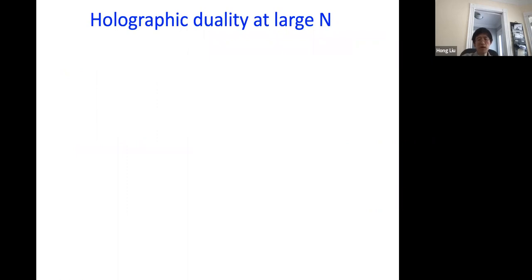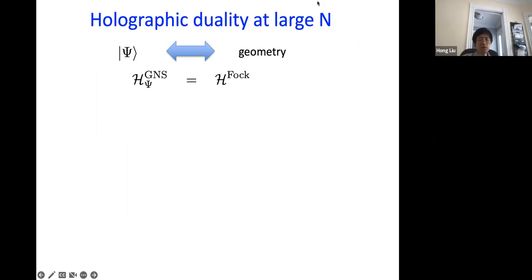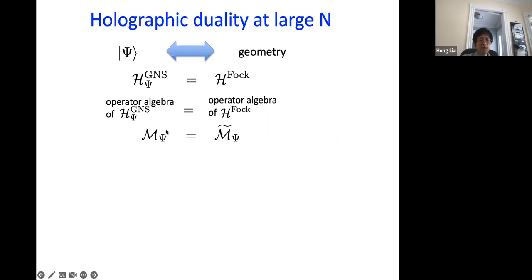Let me just summarize the structure of the holographic duality in the large N limit. You have a one-to-one correspondence between states which have a well-defined large N limit and geometries with a well-defined G Newton goes to zero limit. Then there's a mapping between the GNS Hilbert space around these states and the Fock space around the geometry. Of course, you should also have operator algebras. The operator algebras acting on the GNS Hilbert space and Fock space should also match. Here I'm using the notation M psi and M psi tilde to denote the operator algebra in the boundary and in the bulk.